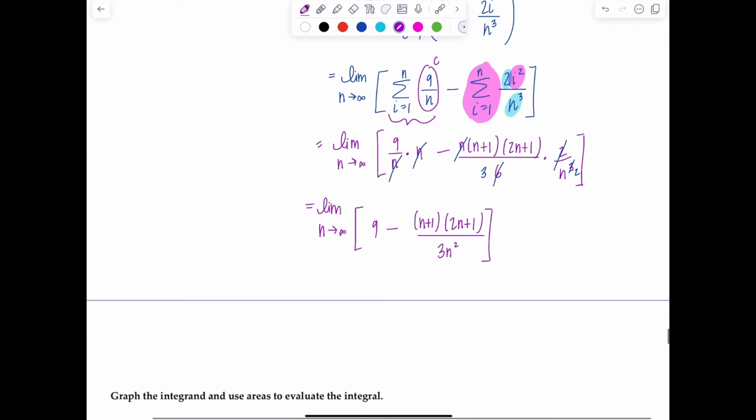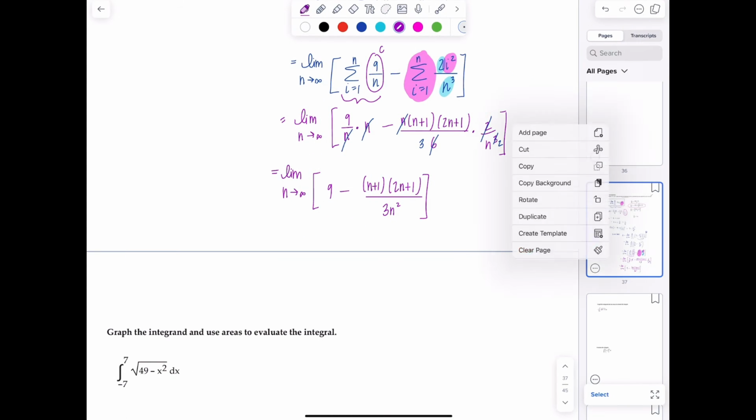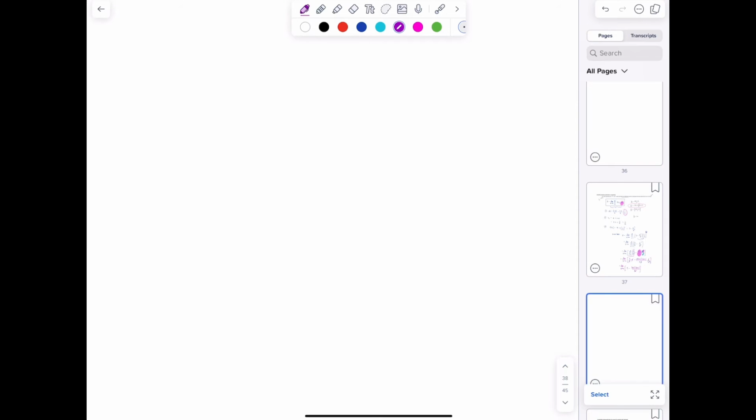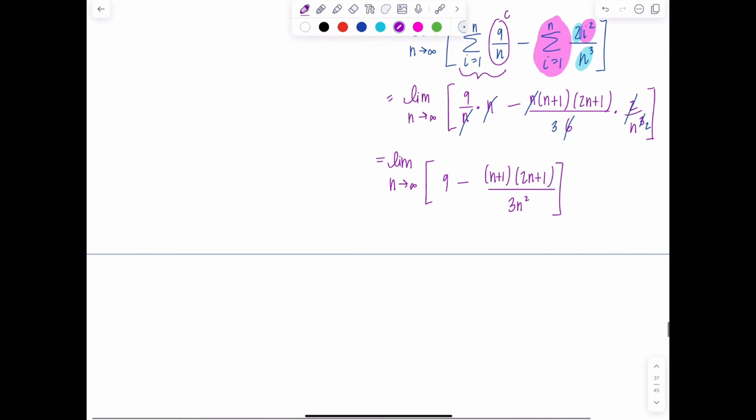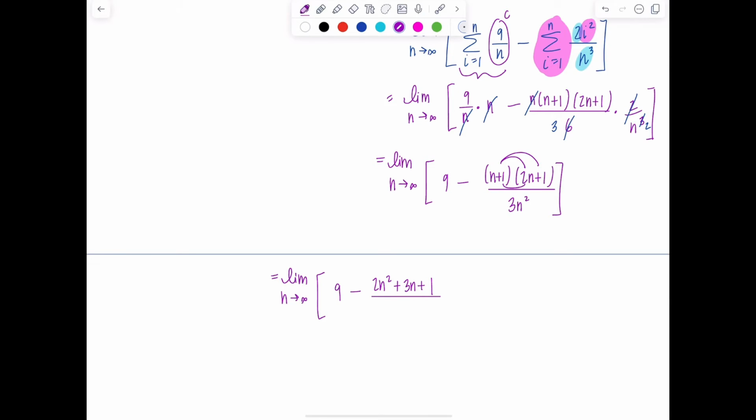Good. I'm going to need another piece of paper. Hold on, I'm running out of space. Let's get this back on track. So now we have the limit as n approaches infinity. Best way to evaluate this limit, multiply out the numerator. So FOIL it out. It's going to be 2n squared plus n plus 2n, so that's plus 3n plus 1 over 3n squared.